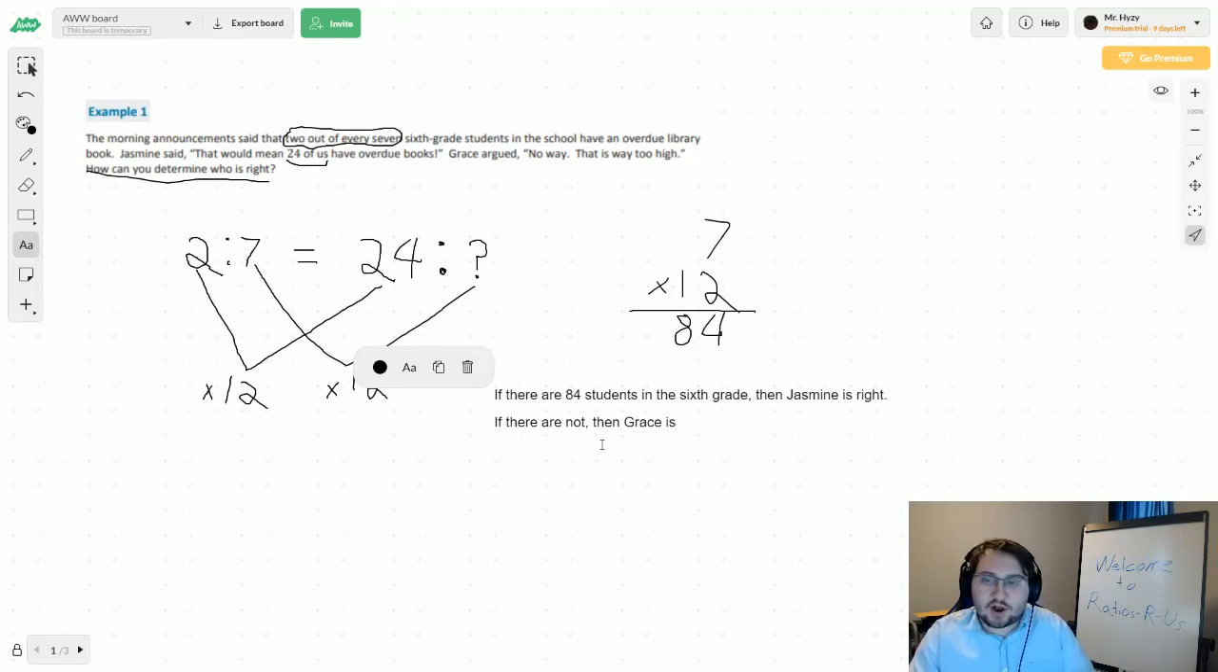But is Grace automatically right just if it's not 84? Because Grace is saying that's way too high. She thinks that there's less than 24. Which means if there's less than 24 of them having overdue books, that means that there has to be less than 84 students. So it's not just if there are not 84 students, it's if there are less than 84 students.